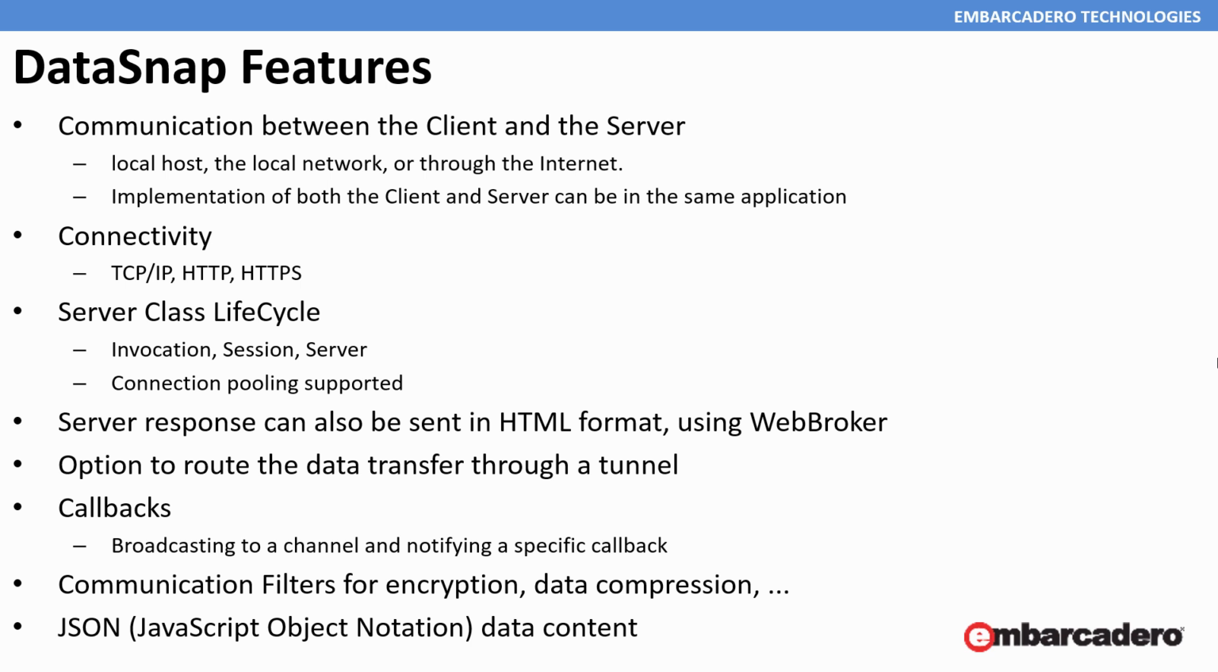You can also do HTML using the WebBroker DataSnap server. That's one of the options. You can route data transfer through a tunnel. DataSnap, as I mentioned, supports callbacks where you can broadcast through a channel and notify callback. Communication filter APIs are provided, and we have sample filters for encryption and data compression. And there are other DataSnap filters on the internet. You can use JSON data content as well as passing your own data back and forth.